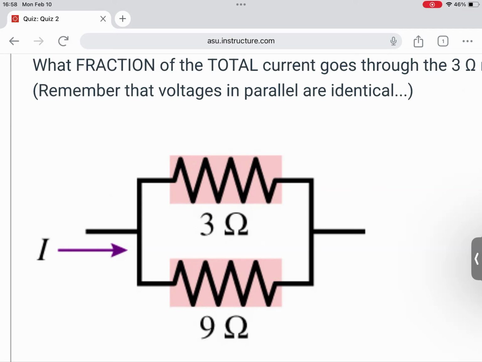Let's pretend that this current flows because of a 9-volt battery. 9 volts are applied to this. Okay. How much current is flowing through this one? 9 volts in parallel, it's the same voltage, right? 9 volts across 9 ohms is 1 amp. How much current flows through here? 3 amps, right? Okay, how much total current is there?